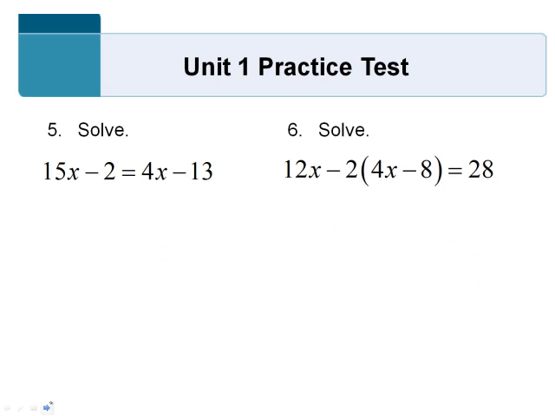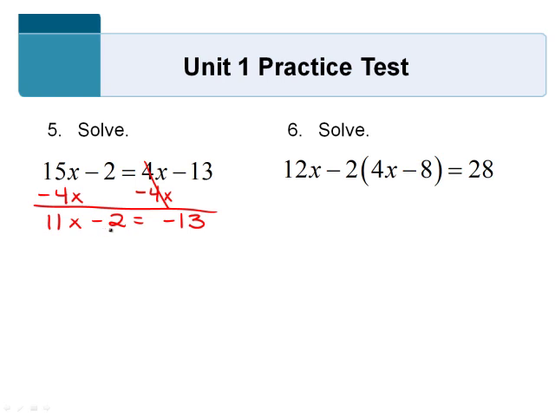Okay, number 5. So the equations are going to start getting a little bit longer. The difference here is we have variables on both sides of the equal sign. So the first step, I want to get the variables on the left so that I can go from there. I want to subtract the 4x. I want to get rid of that 4x term, so I'm going to subtract that from both sides. 15 minus 4 gives me 11x minus 2 equals negative 13, because the 4x is canceled.